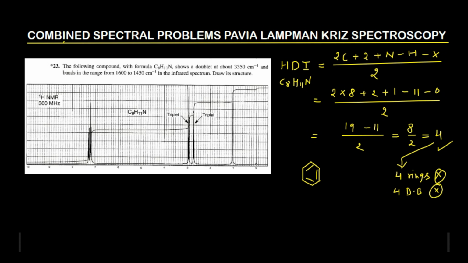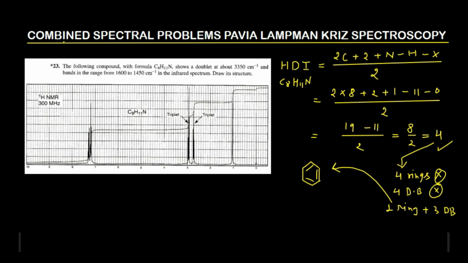Why am I saying that this is not possible? Because I have the information from the proton NMR spectrum that benzene is there, so there is no probability of 4 double bonds. So what other options are there? Another option is 1 ring plus 3 double bonds. This is the perfect fit for benzene, which is also confirmed by the proton NMR spectrum. So first of all, it is quite clear that benzene is there.